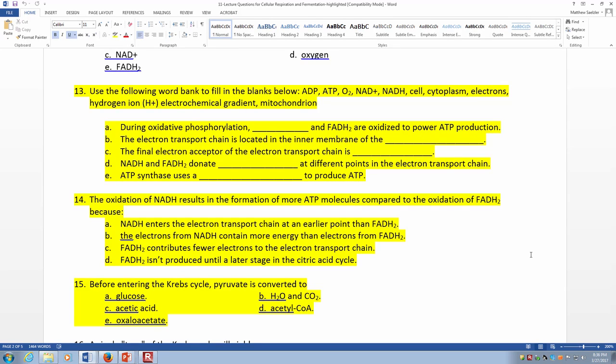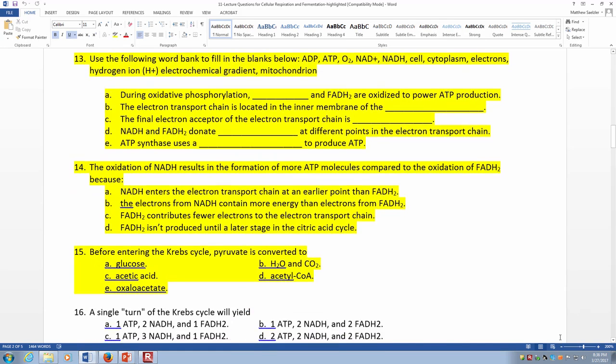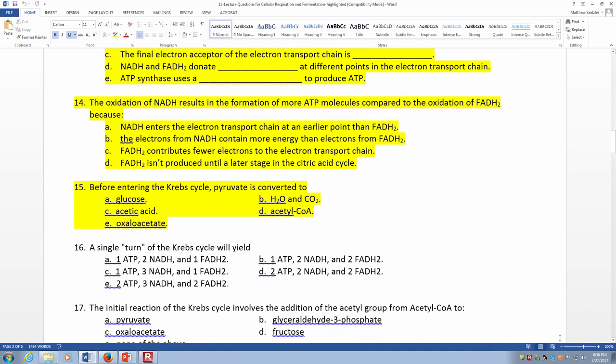And again, the way that it uses it is that the hydrogen ion electrochemical gradient is the power source for that synthase. Okay. This one, again, is not something I explicitly told you, but knowing the pathways, you should be able to figure it out. The oxidation of NADH results in the formation of more ATP molecules compared to the oxidation of FADH2 because why?